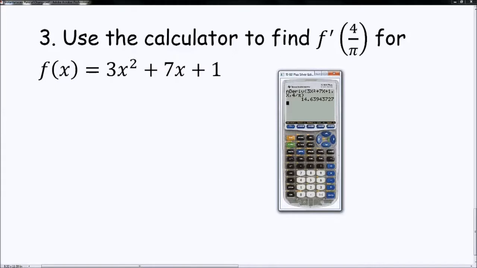14.639. Typically when you use your calculator, it's probably going to be a multiple choice question, so you can just circle the 14.639. If it is free response, you would write f prime of 4 divided by pi is equal to 14.639.